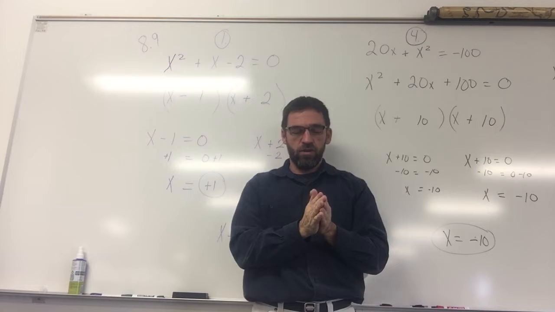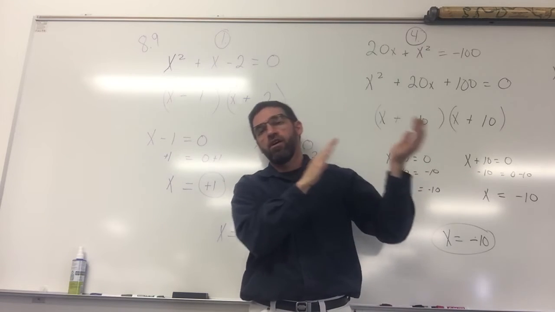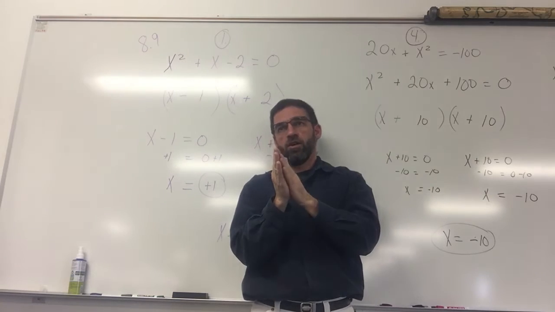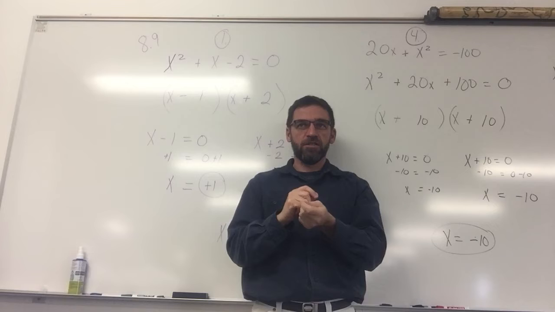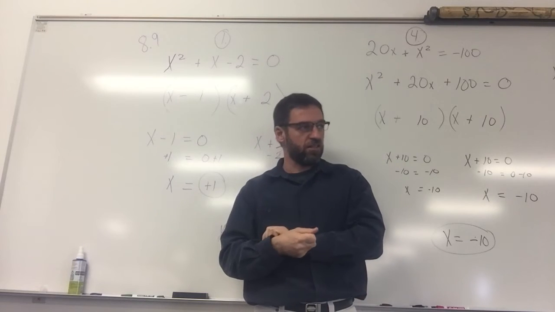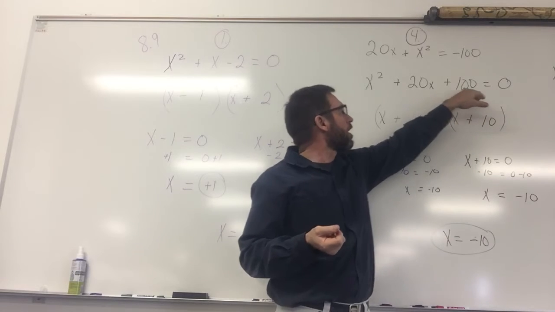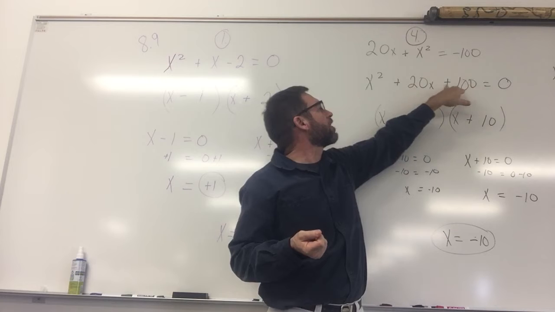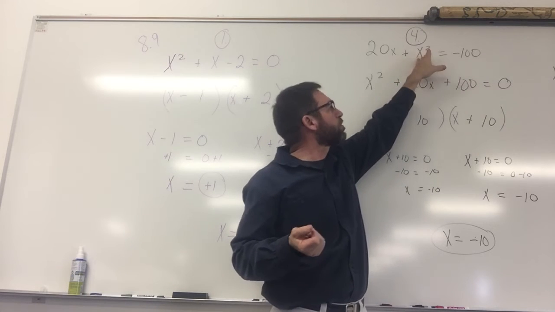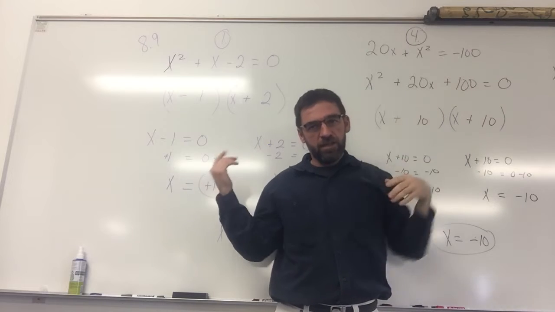And the second thing you need to do when rewriting is be sure that any numbers you bring across the equal sign change sign. If they're negative, they have to be changed to positive, or vice versa. If they're positive, they go to negative. And then you can put 0 at the end. So if I rewrote this, I have x squared plus 20x, and then positive 100 because I moved it across the equal sign, equals 0.